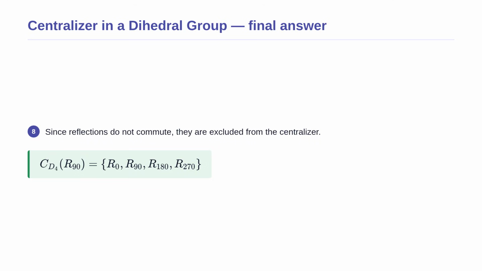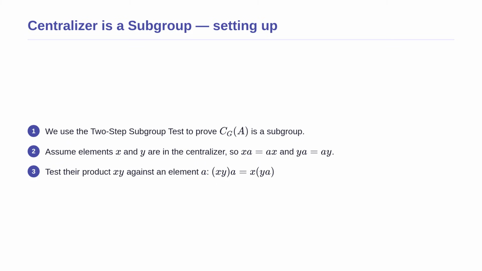Physically, this final answer means that only rotational symmetries preserve the exact sequence of operations when combined with a 90-degree turn. If you want to maintain perfect symmetry without altering the outcome of the rotation, you must stay strictly within the rotational elements of the group. This completes our search. Now that we have successfully found a centralizer in a real group, we must prove a fundamental theorem. The centralizer is not just a random collection of elements, but a valid subgroup itself.